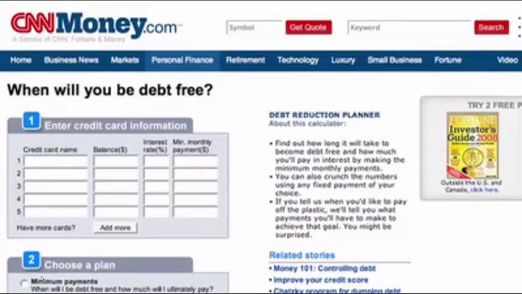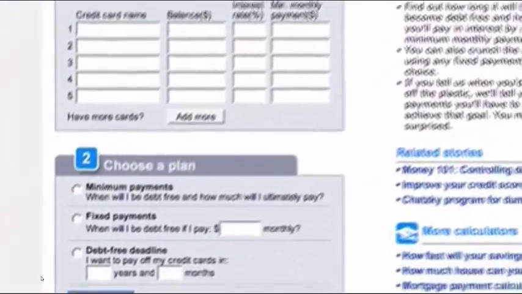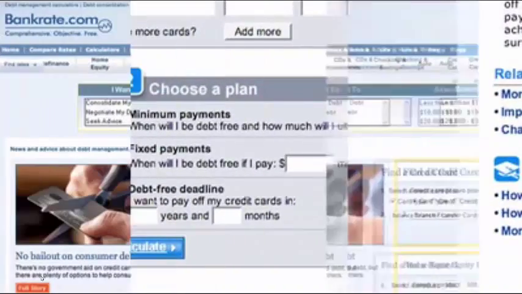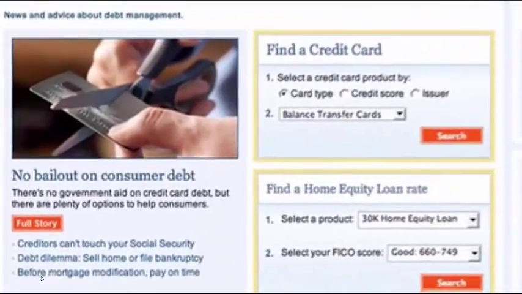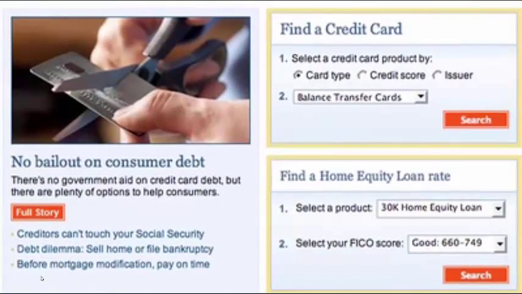So if our test tells you you're carrying too much debt, you might go to our Debt Reduction Planner tool to see how you can reduce the burden, or you might check out the debt management section of Bankrate.com for tips on how to consolidate loans and find credit cards and loans with lower interest rates.